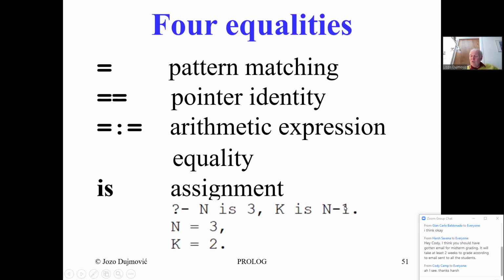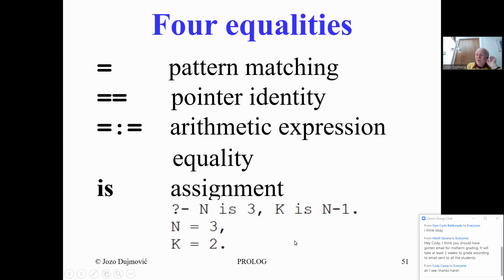Why will it compute n minus 1? Because here is "is". "Is" tells you that on the right-hand side, you have an expression that must be evaluated. On the left-hand side, you have a variable. Then k is n minus 1 will create 3 minus 1, 2, and we'll put k is 2. Now, you satisfy this goal by instantiating n is 3, and here you satisfy this by instantiating k is 2. Then PROLOG says you have two results, n is 3, k is 2. Going left to right, you first have to create n is 3, and then after that k is n minus 1.